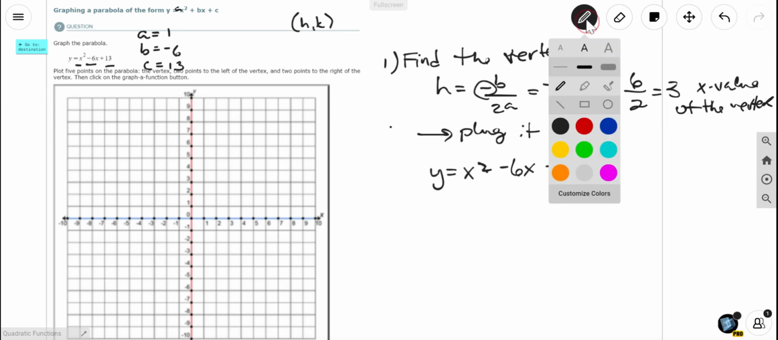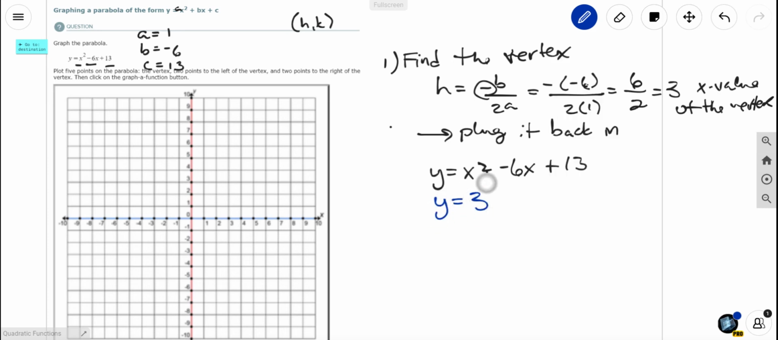I'm going to go ahead and change colors. Y is equal to 3 squared minus 6 times 3 plus 13. Y is equal to 9 minus 18 plus 13. You are welcome to do this in a calculator. Just make sure you put parentheses in your calculator around the number. It doesn't matter if it's positive, but it does if it's negative. Then y is equal to 9 minus 18 is negative 9, plus 13 is 4.